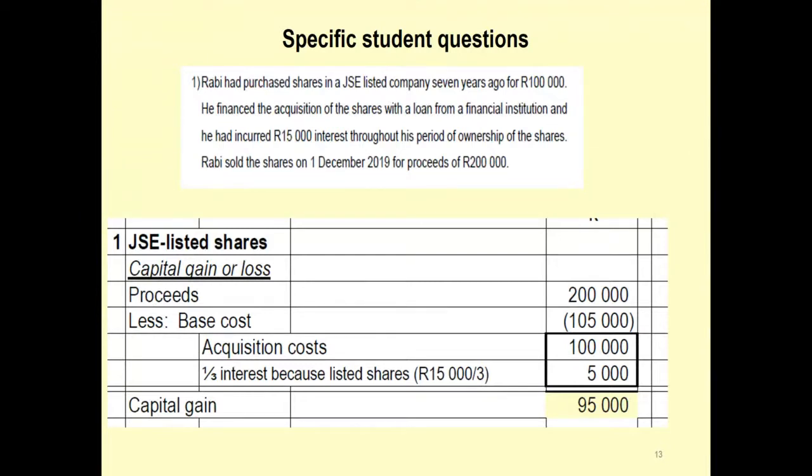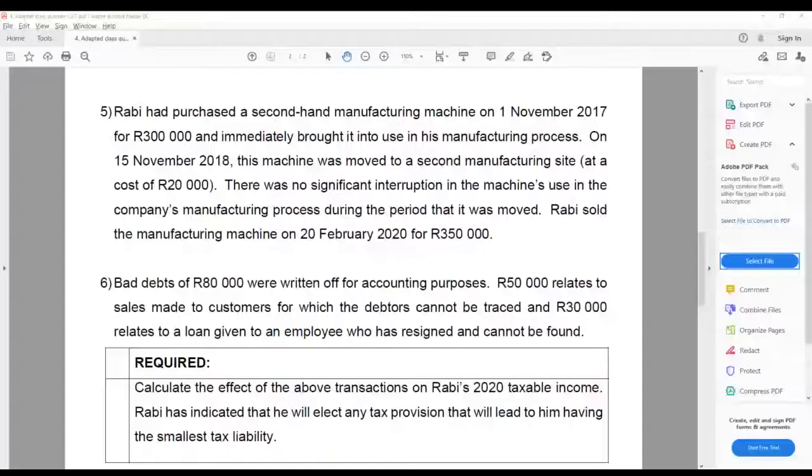Okay, so transaction 5 in the adapted class question for CGT deals with an asset that was moved during its period of ownership. So I just quickly want to show you the question.